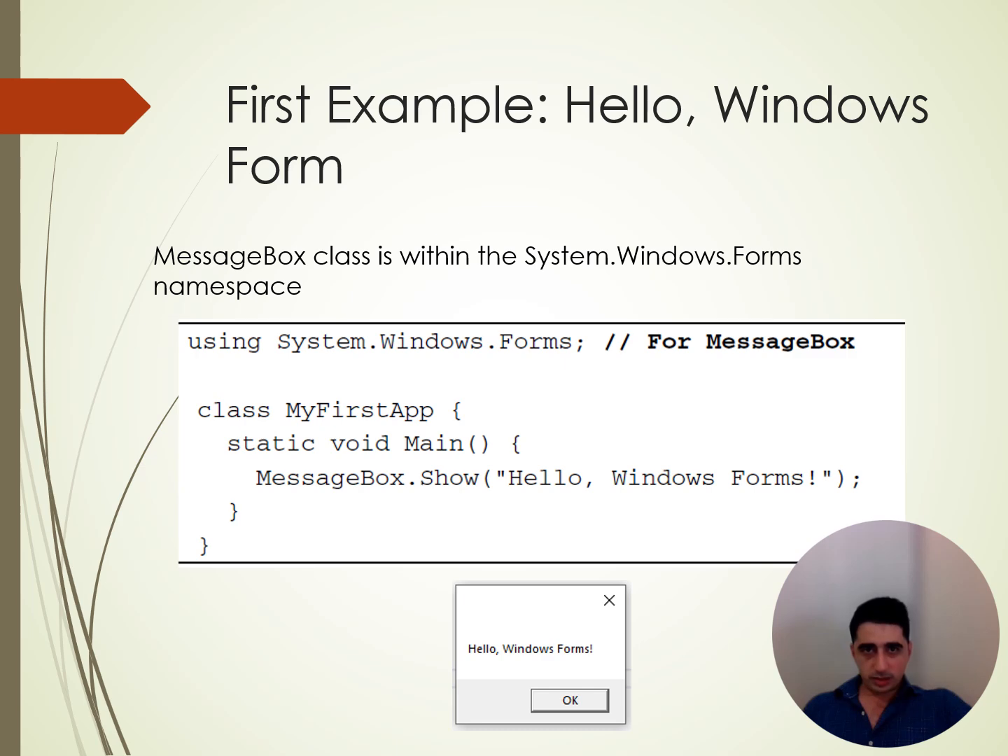This is a super simple example of a WinForm application. Let's say you have a simple program with a simple main function that you see here, and inside that I'm calling the show function of MessageBox, and I pass hello comma Windows Forms. MessageBox is a class written within the System.Windows.Forms namespace. It's already there, you don't need to implement it. And when I run this program, it shows this window which says hello comma Windows Forms exclamation mark. After you press OK, it's going to disappear.